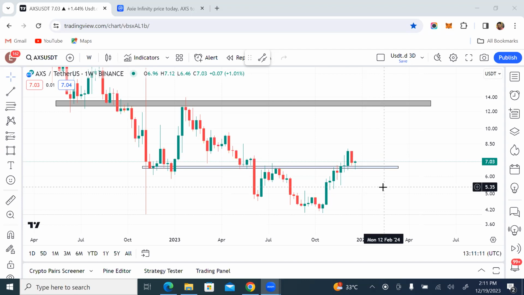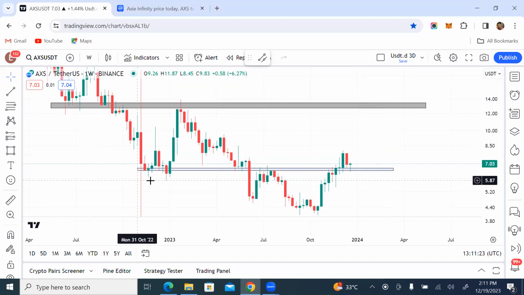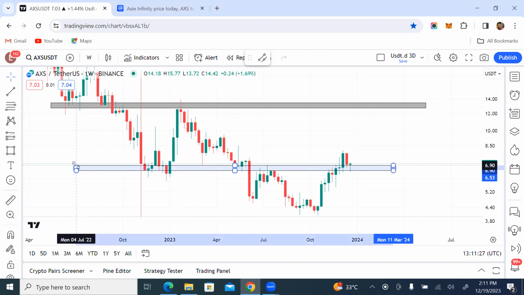So this is AXS USDT, and I'm going to be running an analysis for you right now about Axie Infinity on CoinMarketCap and of course on TradingView. So from here, we're actually on the weekly time frame, and you can see we had a capitulation going on, and price just broke out from that capitulation.